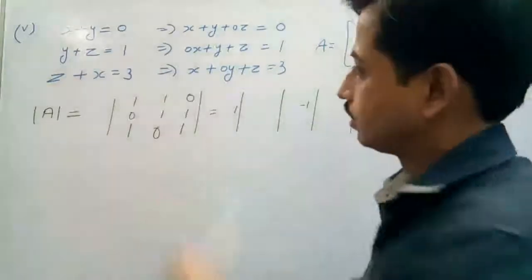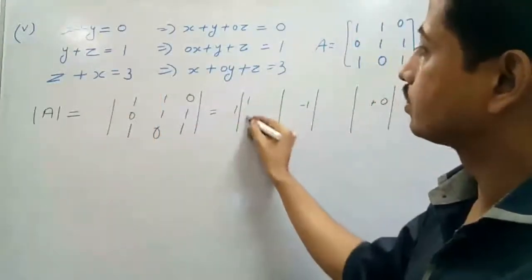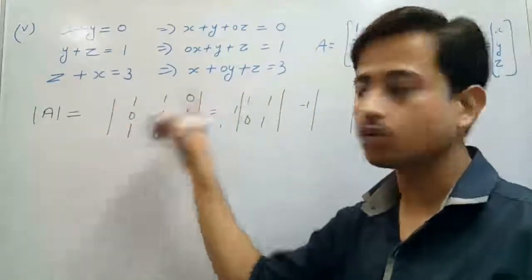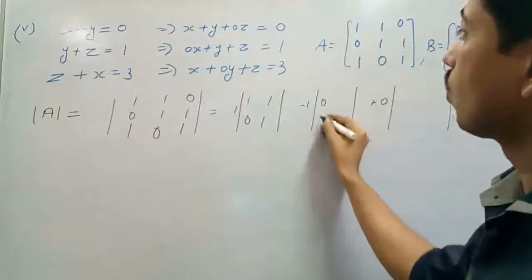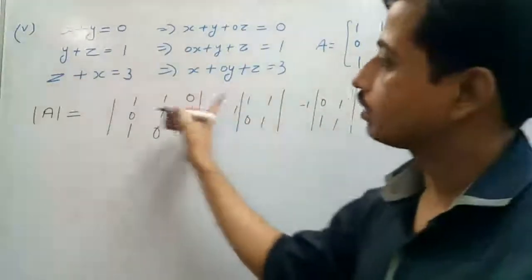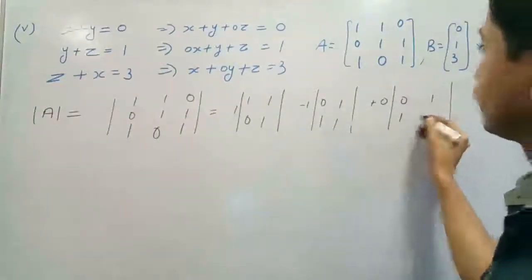Now solve it. Cut the first row and first column. What will we get? 1, 0, 1, 1. Now cut the second column and first row. We will get 0, 1, 1 and 1. Now cut the third column and first row. We get 0, 1, 1 and 0.